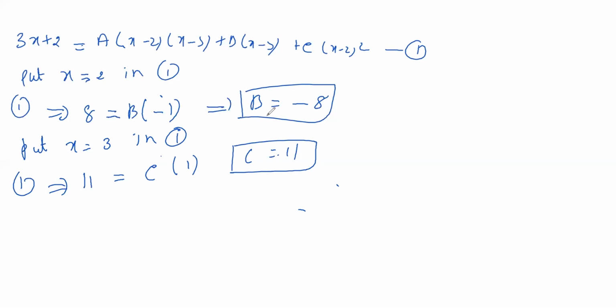Otherwise, we'll go for the next method. What? Just an easier method. We are equating the constant term on both sides. You remember, I think, the last year portion, equating the constant term on both the sides.